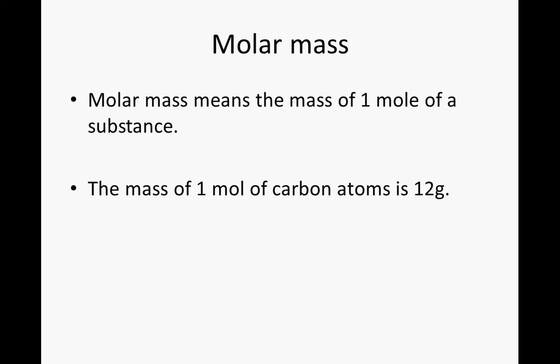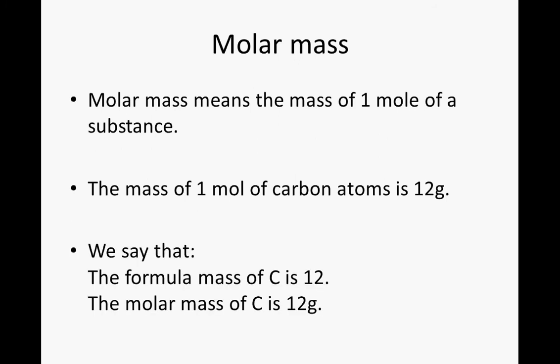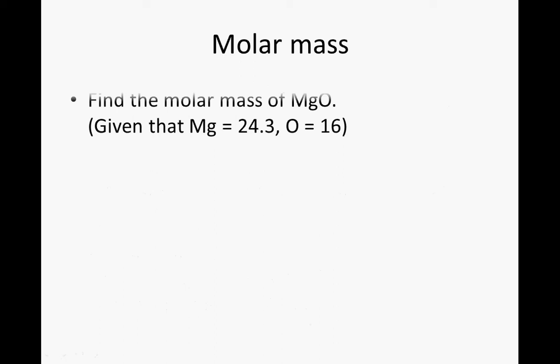Okay, and we can conclude that the formula mass of carbon is 12. No units here, but the molar mass of carbon is 12 gram. You can see that the number itself are the same. The only difference is gram, because formula mass has no unit, and then 1 mole of it will equal 12 gram. That is why it's so convenient to use 1 mole.